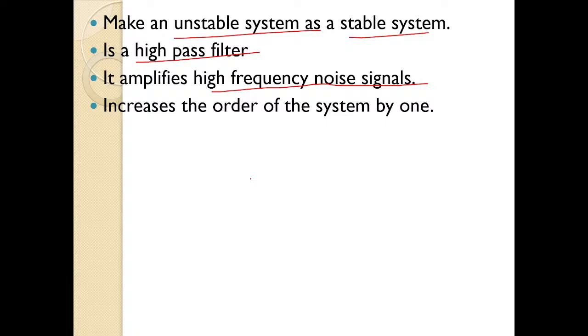If the pole introduced by this compensator, that is the lead compensator, is not cancelled by a zero in the given system, then the lead compensator will increase the order of the system by 1. These compensators add a pole or zero to the system. When they add a pole and zero to the system, and if the pole is not cancelling the zero, then the order of the system will increase by 1.